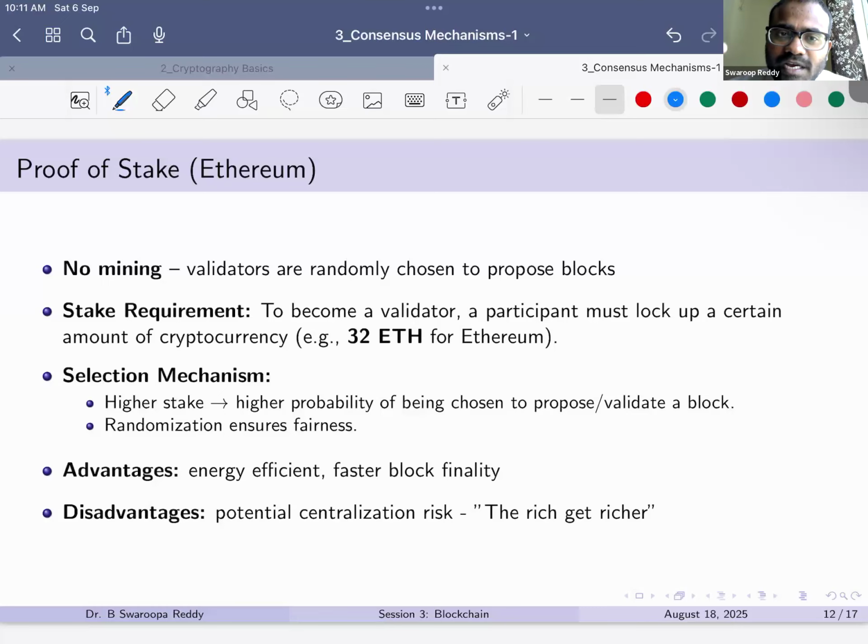You will have more chances of getting picked as block proposer, and for each block proposer chance, you will get more rewards. So once you get to be block proposer, you get rewards, and your money will accumulate, right? If you have more money, more money accumulates in the network and you become a very big power in the network. That is a centralization risk that should be avoided. So this is the main disadvantage.